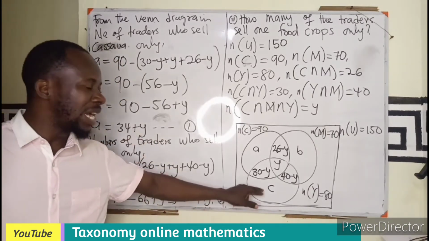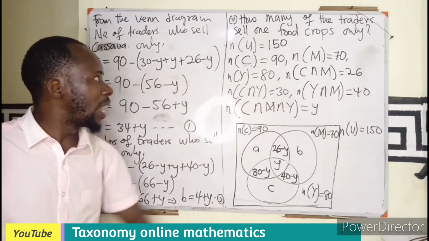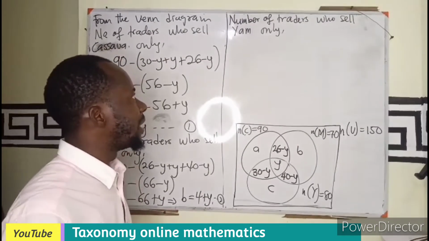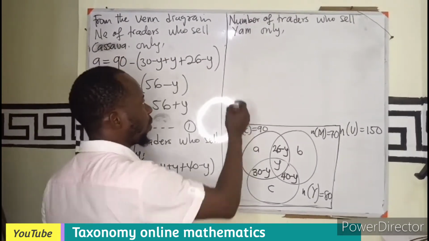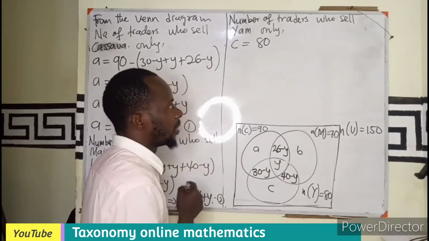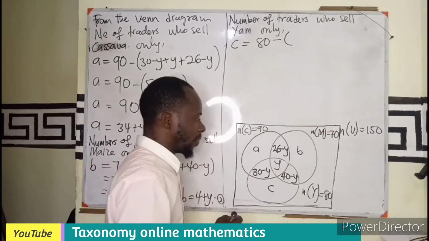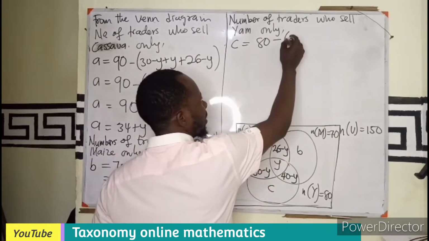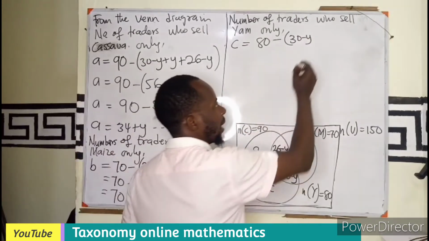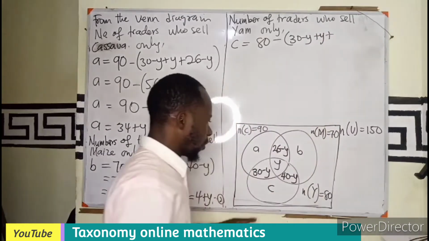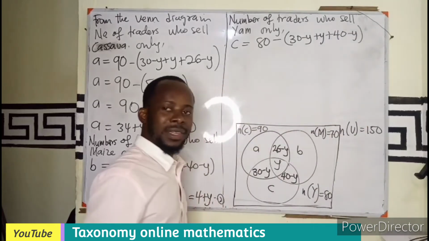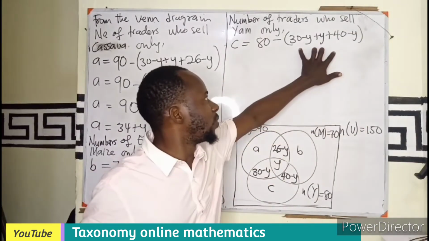So now we need to find that of what? C. Let's wipe the top and see what we can get. So the number of traders who sell yam only is the C. So C equals the total, which is going to be 80, then minus the summation of the remaining regions. That will be 30 minus y, right? Plus the y, plus the remaining 40 minus y.